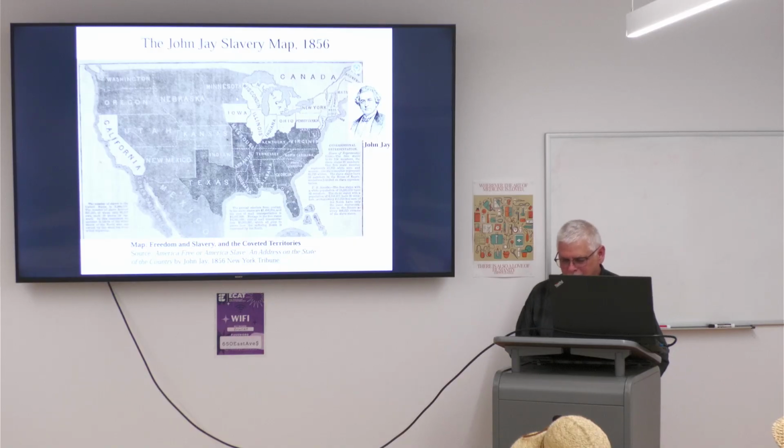So John Jay was the grandson of the first Chief Justice of the Supreme Court, also named John Jay. He was one of the founders of the Republican Party. In 1854, he was a noted New York abolitionist. So 2 years after the passage of the Kansas-Nebraska Act, in October 1856, John Jay gave an address in Bedford, New York, titled America Free or America Slave, an address on the state of the country.